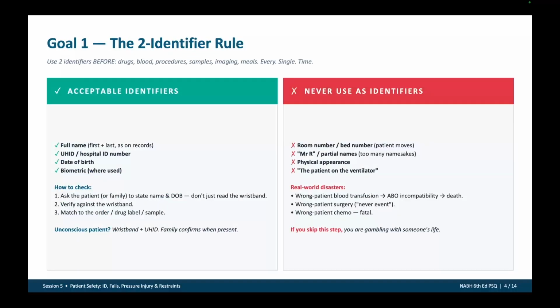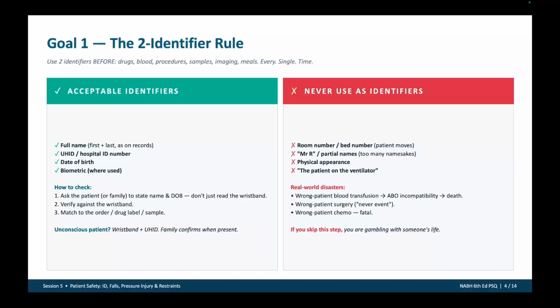Goal 1, the two identifier rule. Use two identifiers before giving any drugs or any blood, procedures, samples, imaging, meals, every single time. The acceptable identifiers include the patient's full name, the UHID or hospital ID number, the date of birth, or the biometric when used.